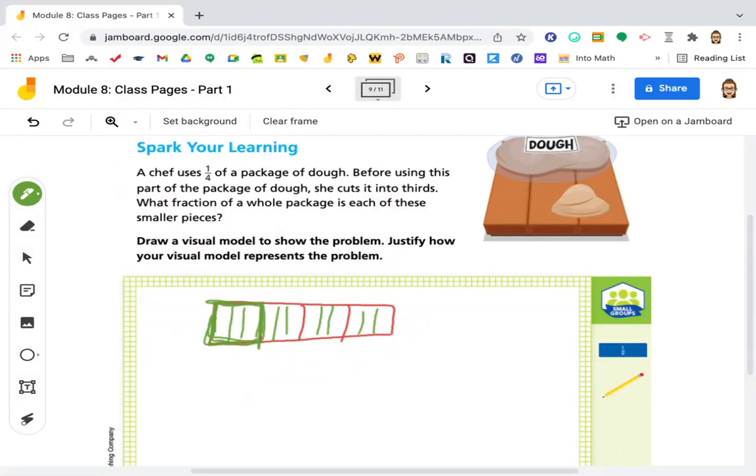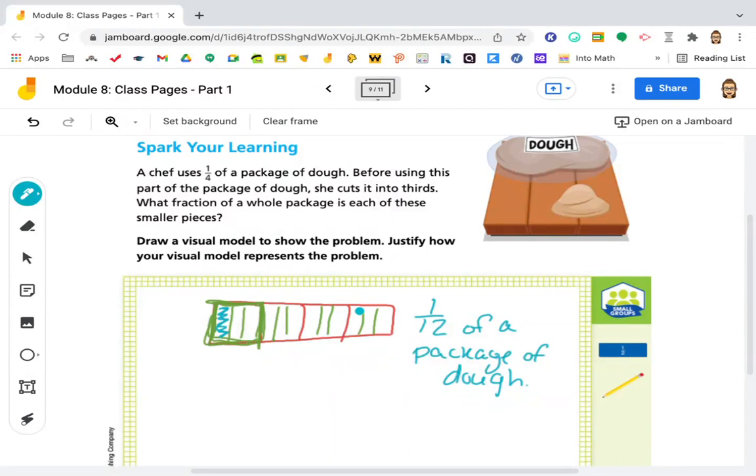And then we want to know what fraction of the whole package is each of these smaller pieces. So we're looking at just one of them. So if we look, we'd have 1, 2, 3, 4, 5, 6, 7, 8, 9, 10, 11, 12 whole pieces, and we're looking at 1. So 1/12 of the package of dough. It says justify how your visual model represents the problem.